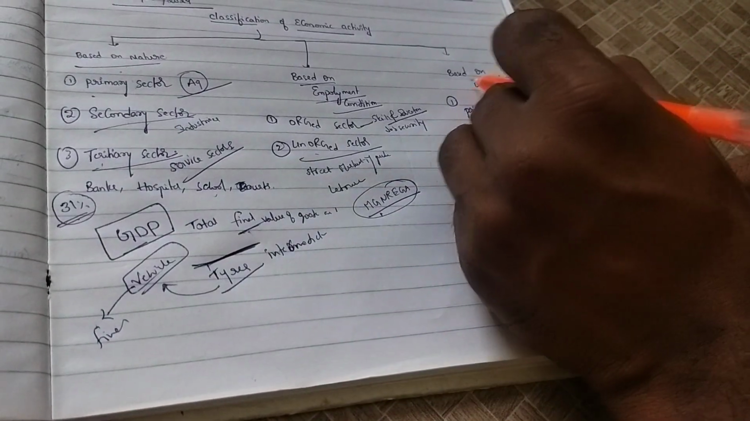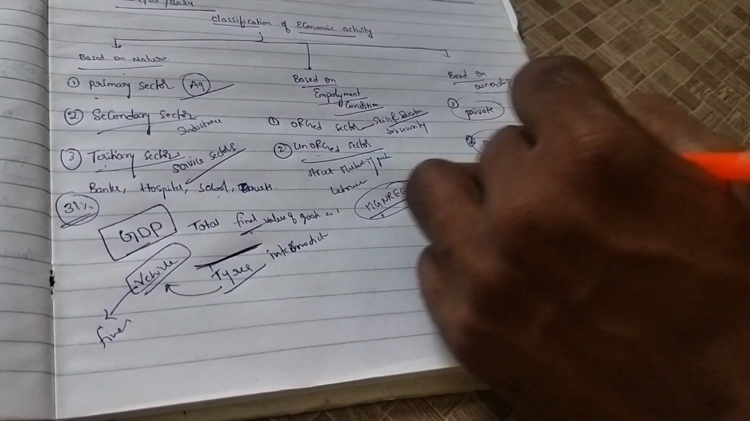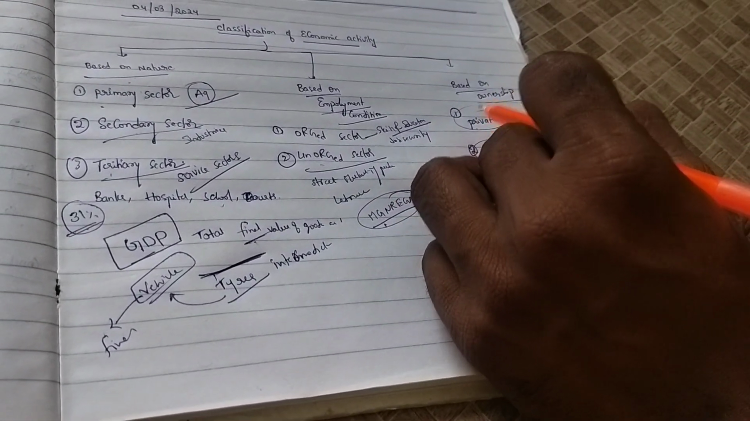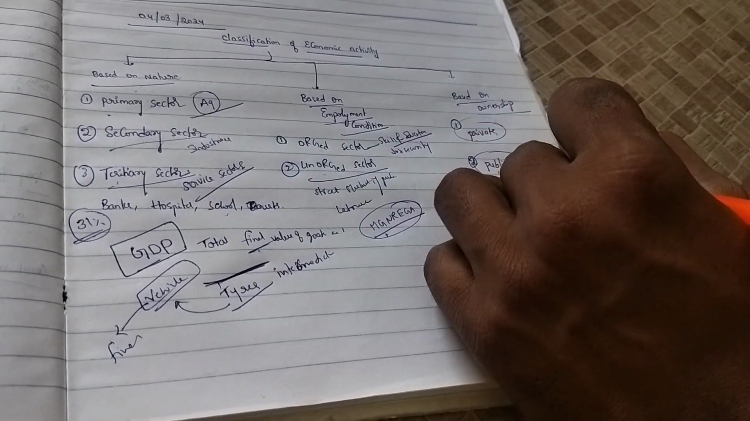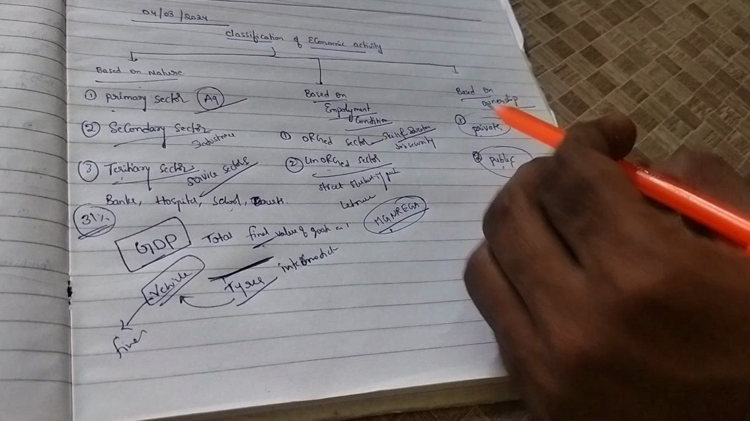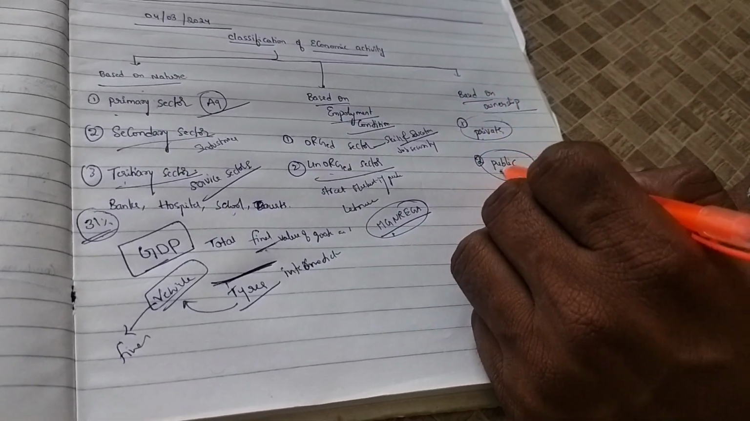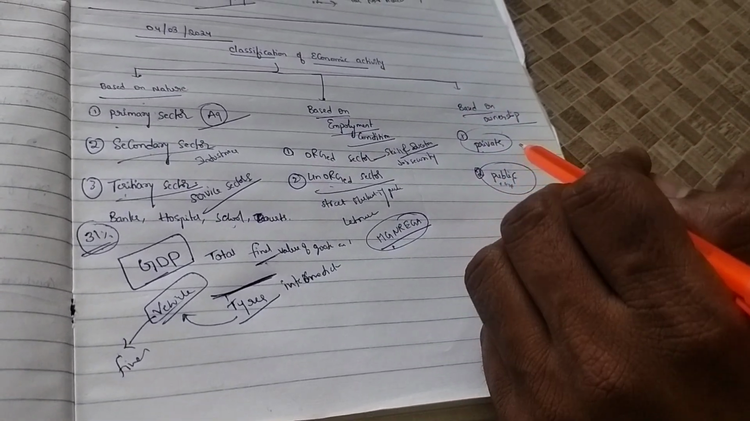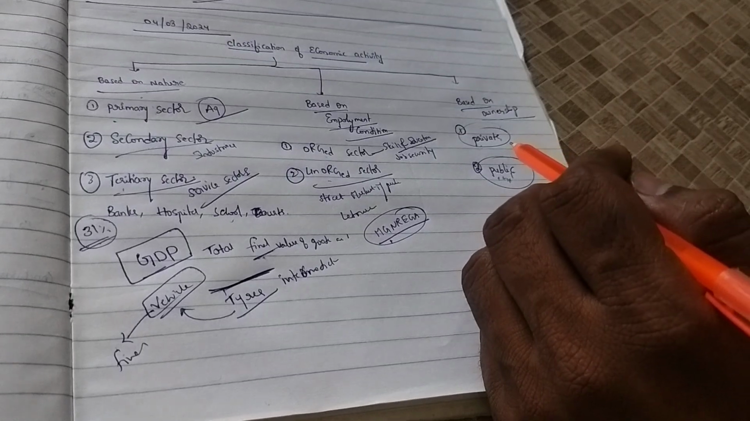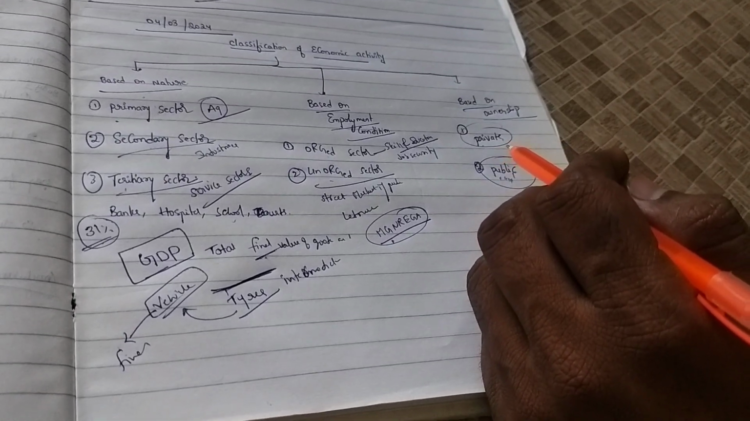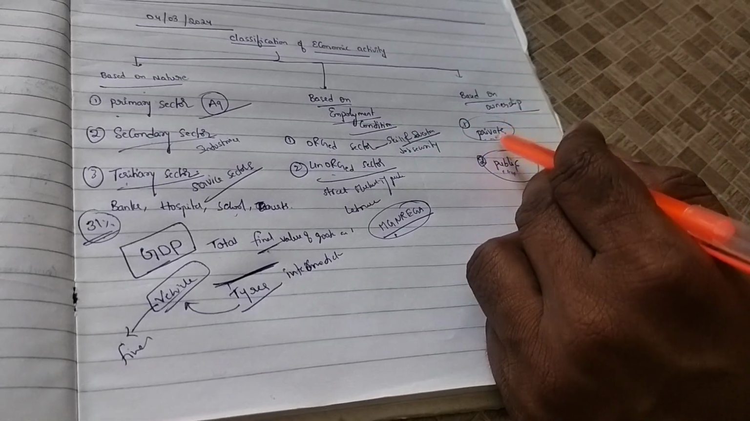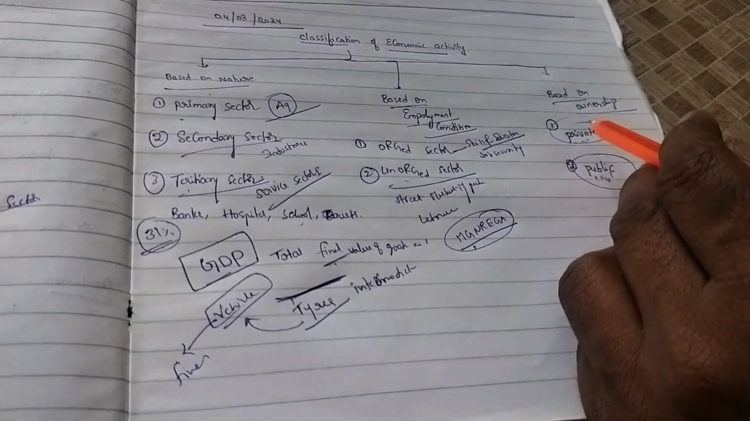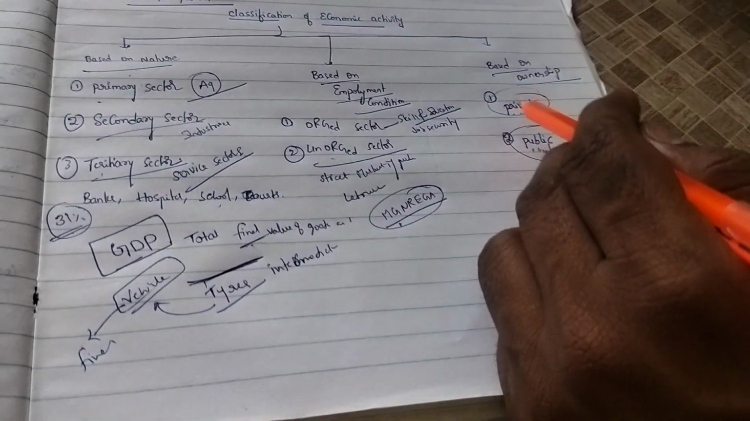Now coming to the classification based on ownership, private and public. Private means it is owned by a group of individuals. Public means it is owned by the government. In public ownership, they focus more on services to the public, and they will not focus on profit. But in private ownership, they focus on profit as well as more advertisement.